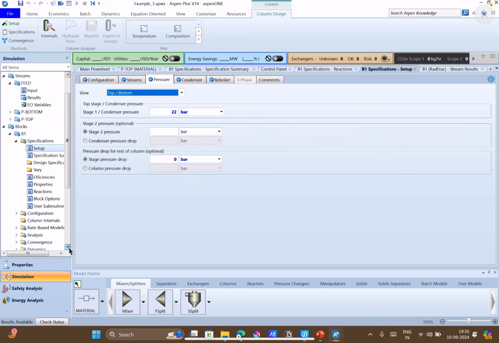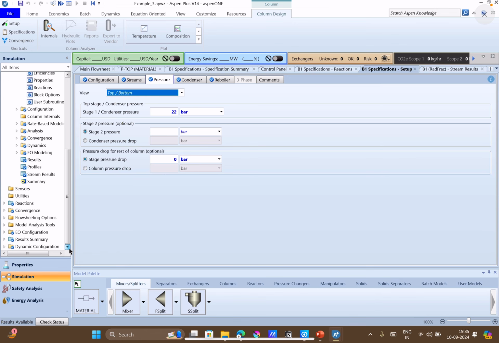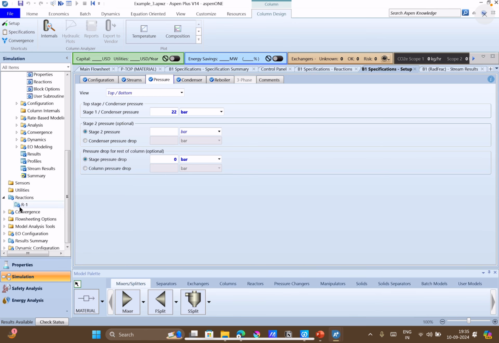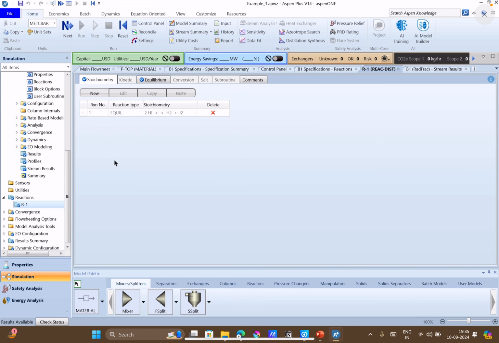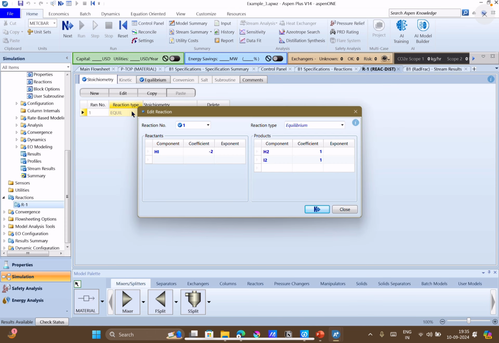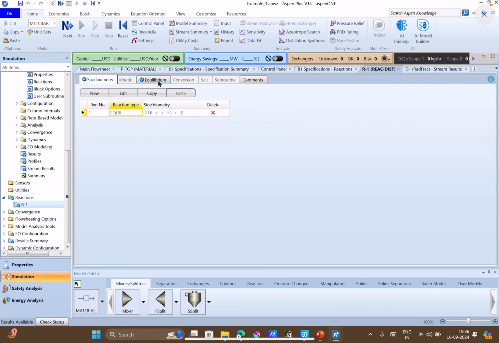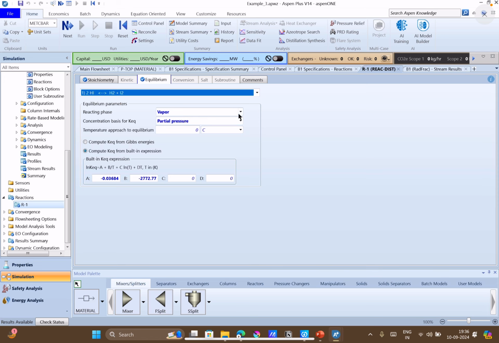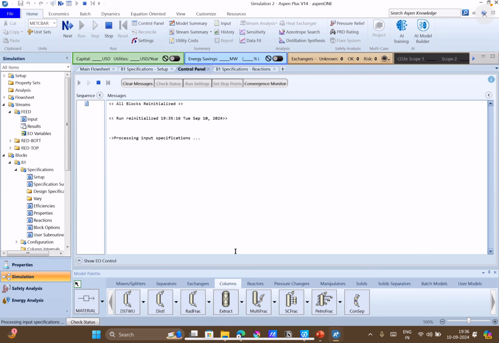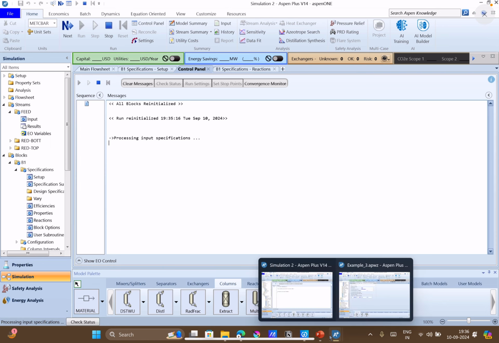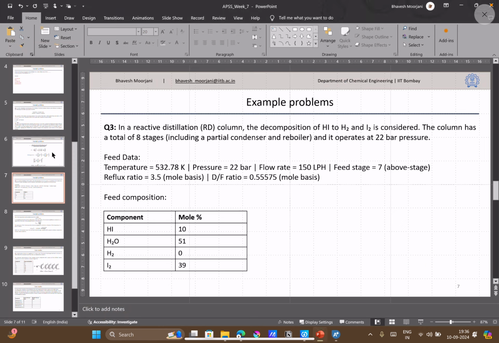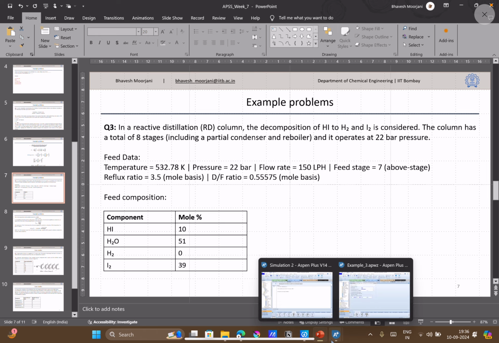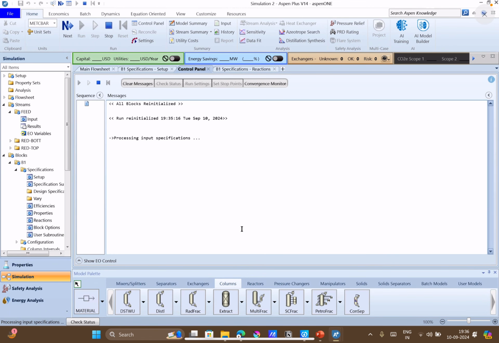Let me check the reaction part also. Reaction R1, it's an equilibrium reaction. 211. Vapor phase, partial pressure, yeah, everything is the same. So maybe because of the condenser type the energy balance is suffering, but then the question has already mentioned that we have both partial condenser and the reboiler, so that should not happen. Let's just see what happens.